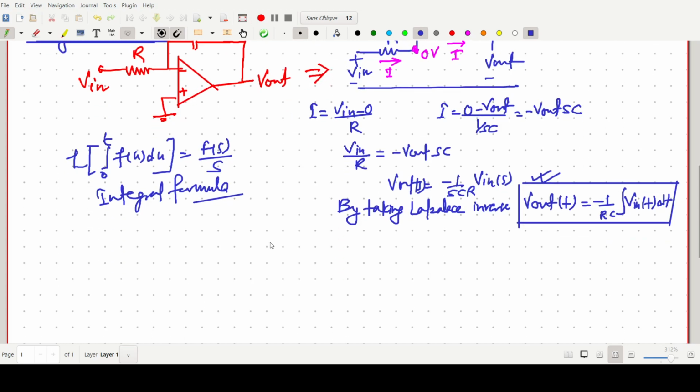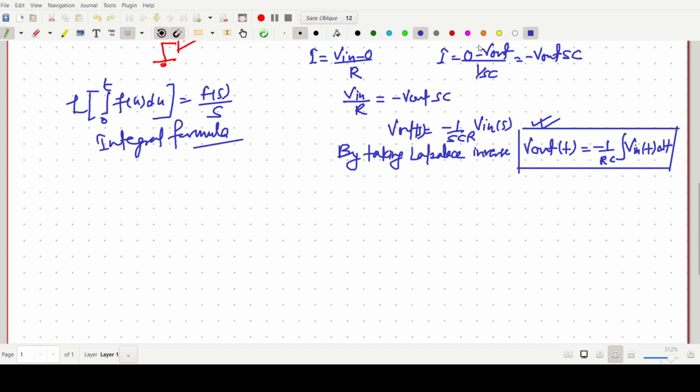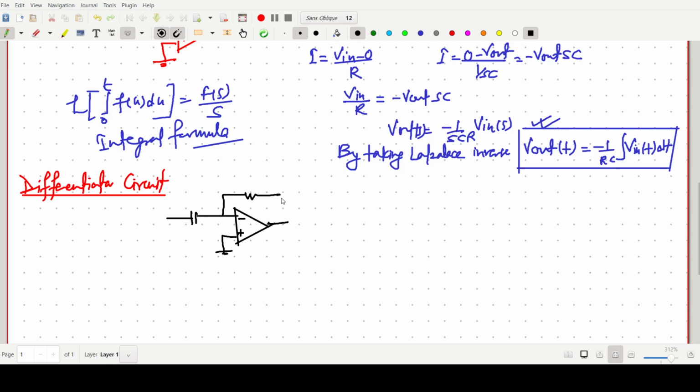Now we have to go for the next one, that is our differentiator circuit. In the differentiator circuit, it is very simple. Only you have to replace the minus and plus. Capacitor will be with input, and this should be our output. So again, one can make the diagram like this.